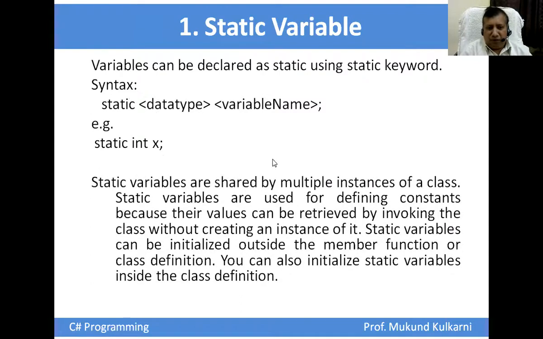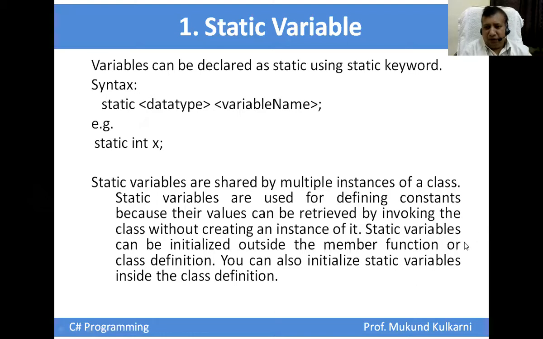Now, how does it work? Static variables are shared by multiple instances of the class. If you create multiple objects of this class, all objects will share a single copy of x. For every object, x will not be created. Only the first time it will be created, and the same x will be shared by all objects created for that class.